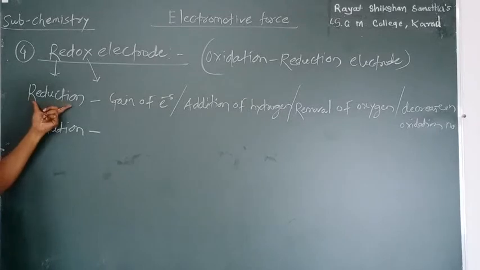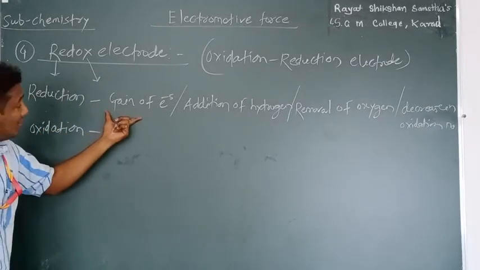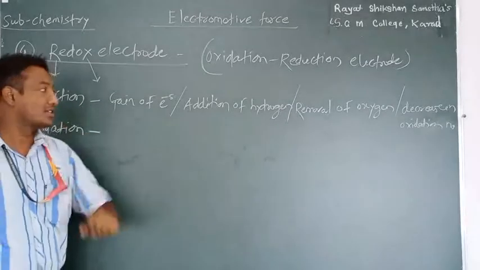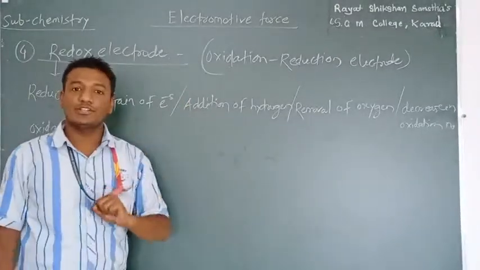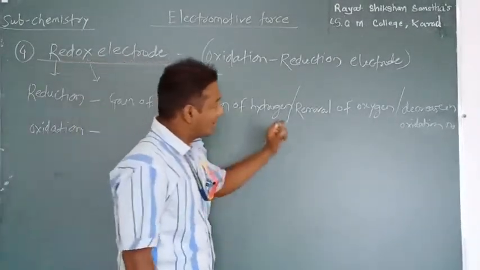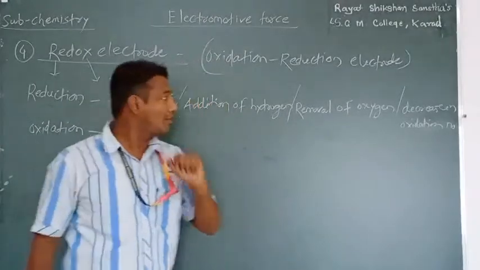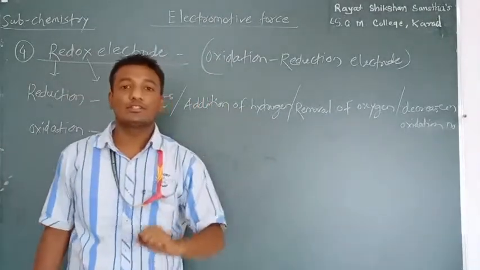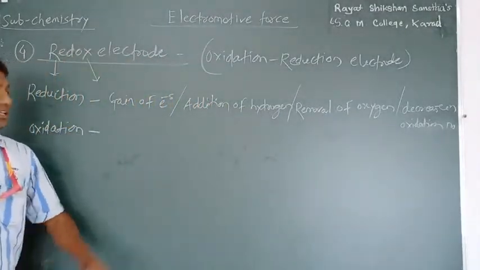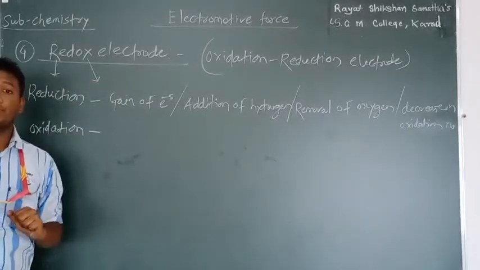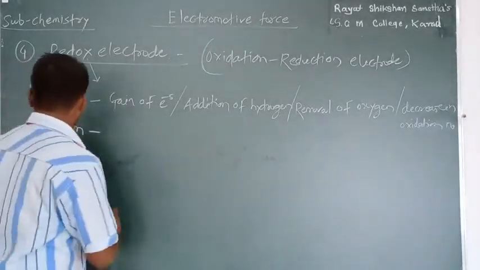These are 4 very important definitions of reduction. What is the definition of reduction? First definition is gain of electrons. Second definition is addition of hydrogen. Third definition is removal of oxygen, and the fourth definition is decrease in oxidation number. These 4 definitions are used in chemistry.